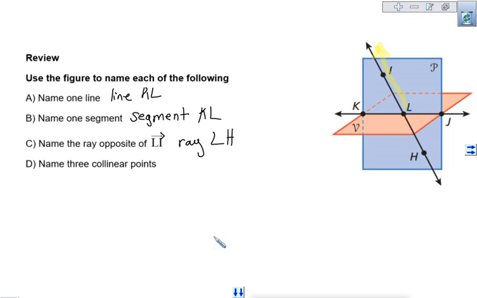And then our last one, we want to name 3 collinear points. What could we say? K, L, and J. You could have also said points I, L, and H.